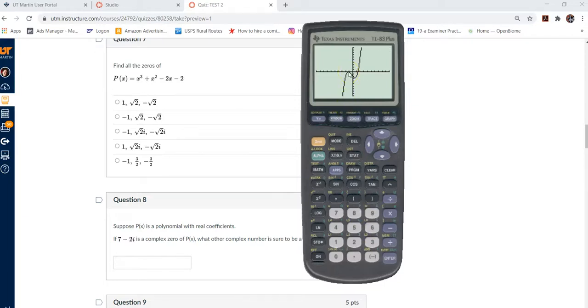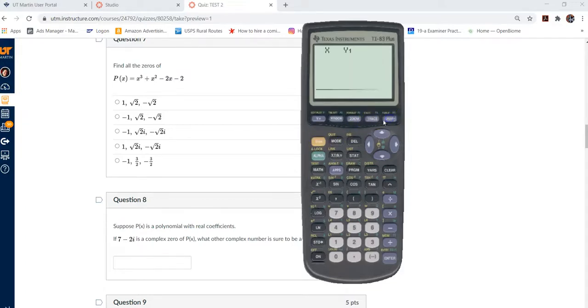Okay, it looks like negative 1 is a 0. It's an x-intercept, but 1 is not. I can adjust this window if I need to see it a bit better. And let me press graph. Okay, so it does look like it's going through at negative 1.